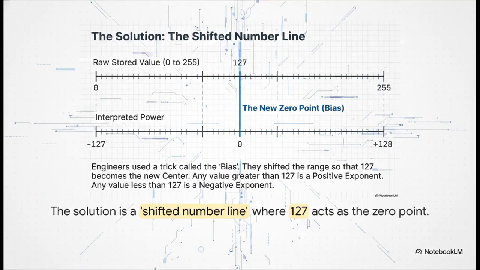Well, the solution is just brilliant. Instead of trying to squeeze in a sign, the engineers just shifted the entire number line. They created what's called a bias.